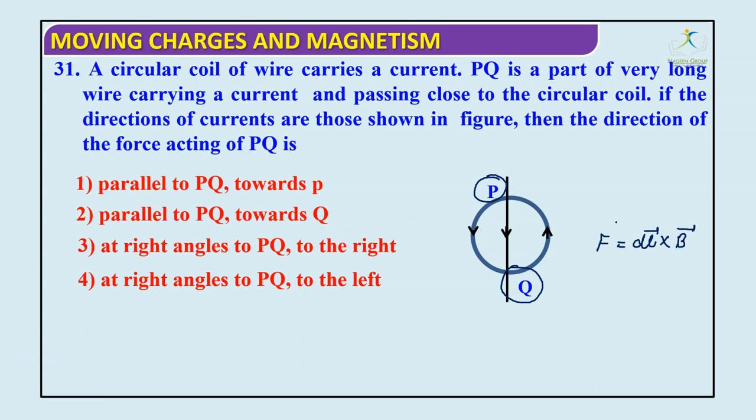So since dl is vertically downward and B is out of the plane, the force will be towards the left direction. Understood? If the force is towards the left, that is perpendicular to PQ, or at a right angle to PQ, we can say. So according to this, the correct option is 4, at a right angle to PQ to the left.